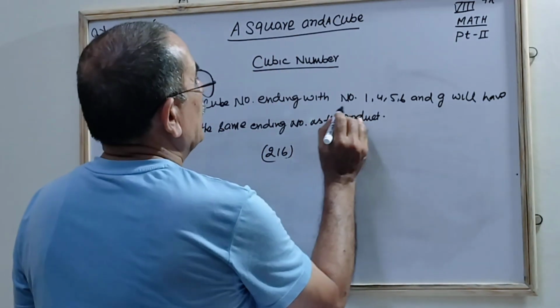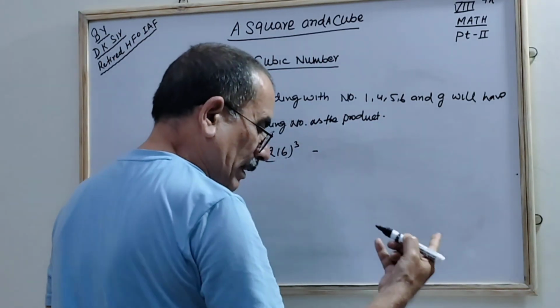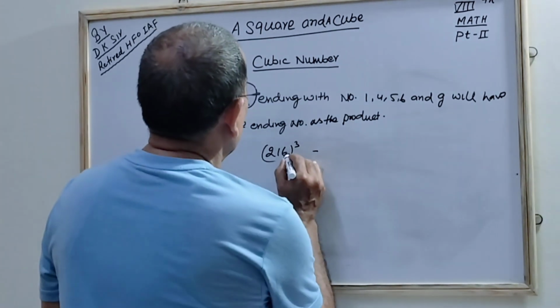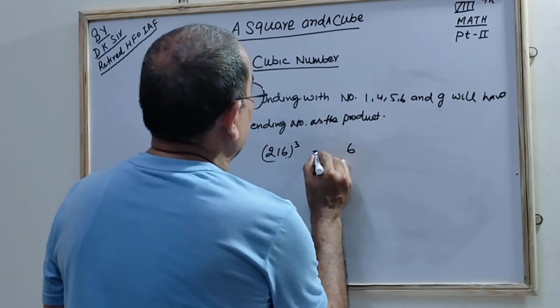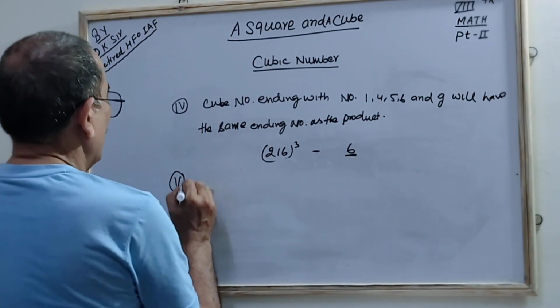So suppose you find that 1, 2, 3, 6 cube is there, whatever product you get will be the same, correct? So the 6 will be added, the ending with the 6, correct? That is that. Then we will see the fifth.